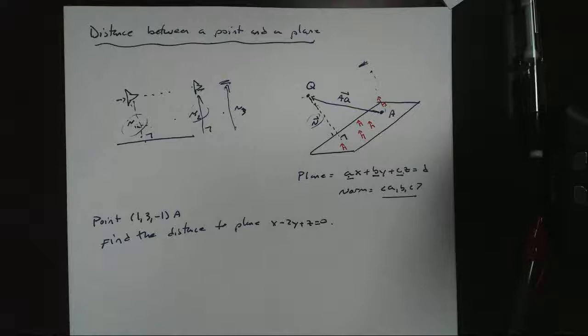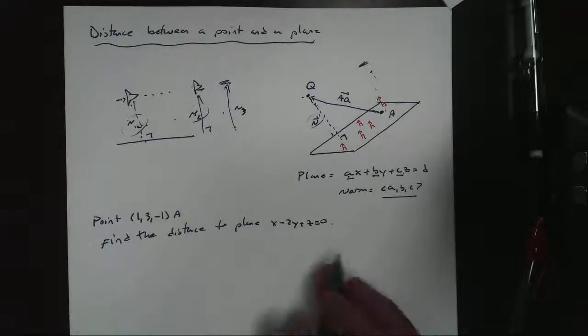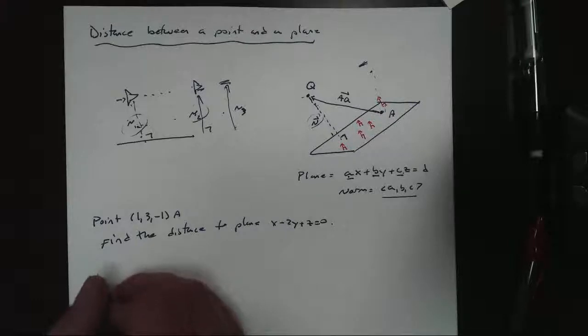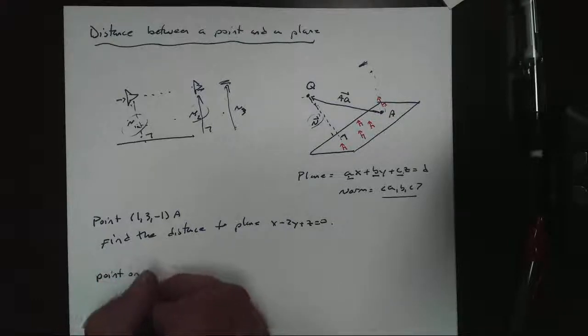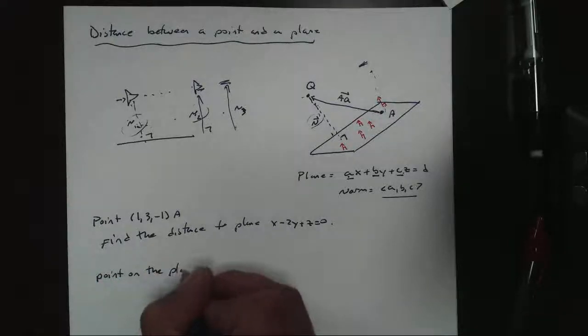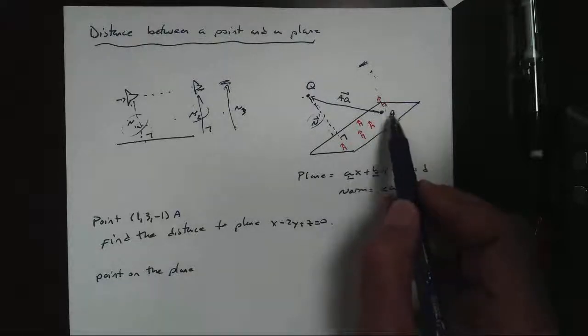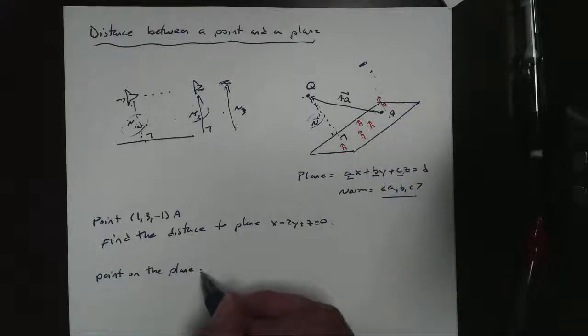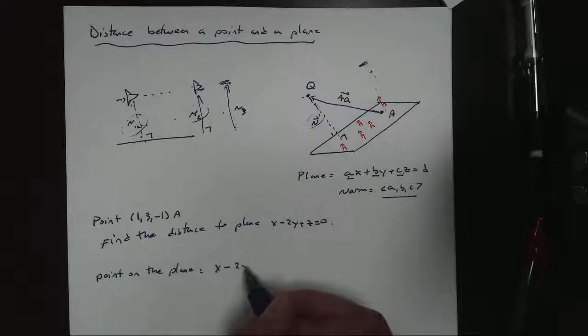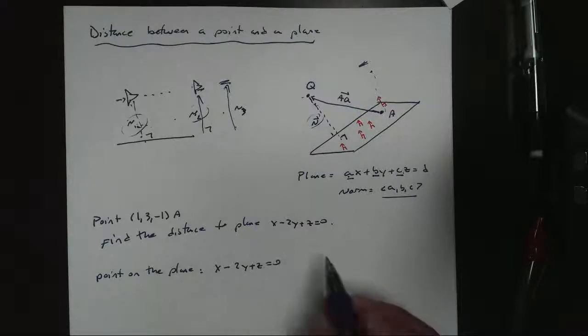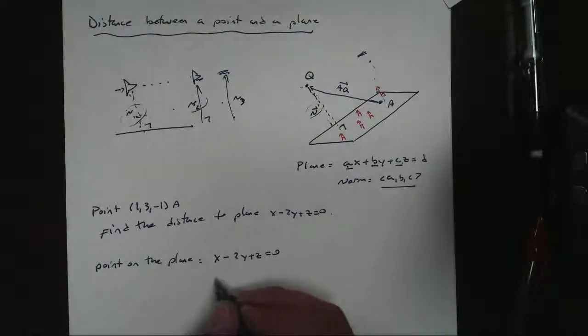Well, the first thing we're going to need to know is a point on the plane. So I call that step 1. We need a point on the plane itself. Now I told you we can find any point on a plane. So if this is my plane, x minus 2y plus z equals 0, I can find any 2 points by solving for x and y, picking values for x and y.